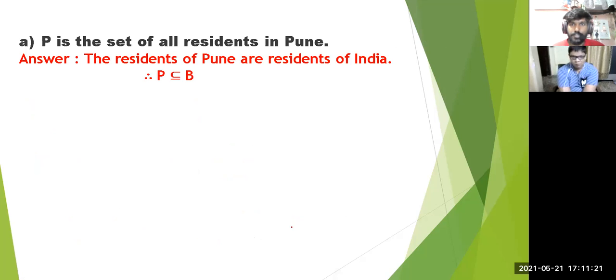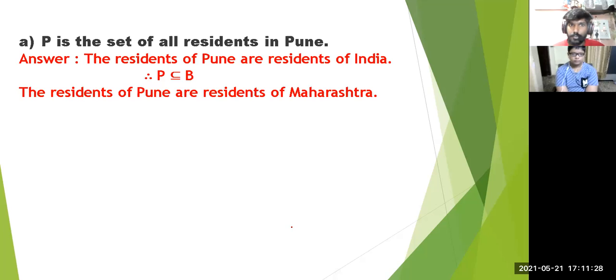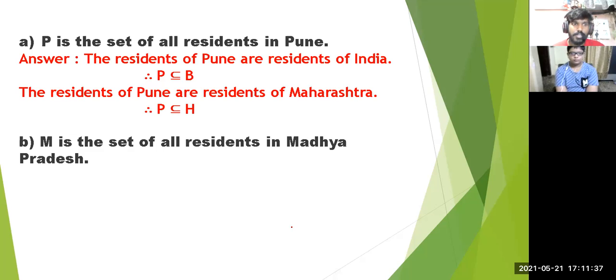So P is a set of residents in Pune. So P is a subset of B. That is India. So this was correct what you said. So residents of Pune are residents of Maharashtra also. So P is a subset of H. Okay, H denoted residents of Maharashtra.